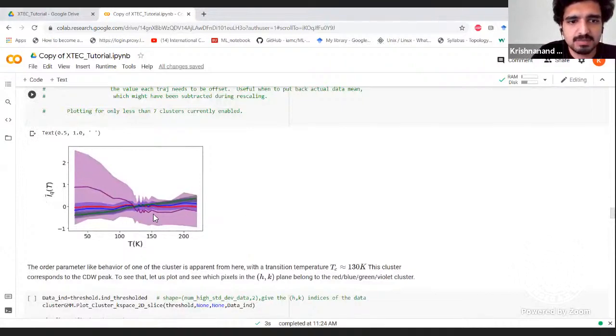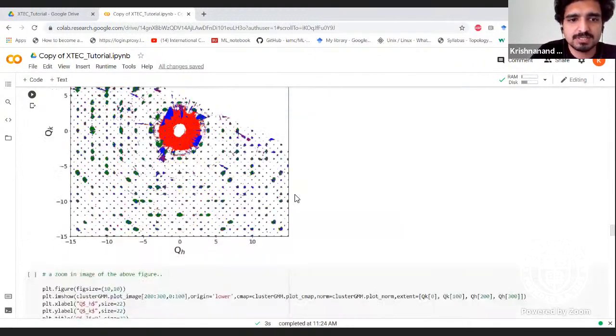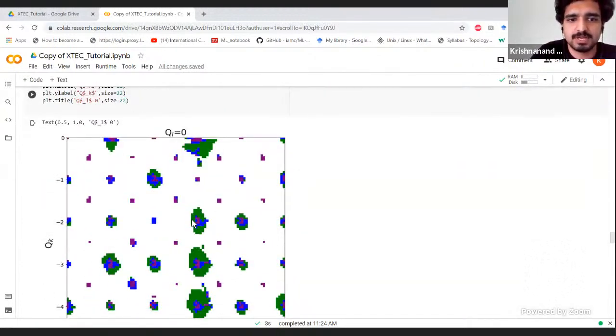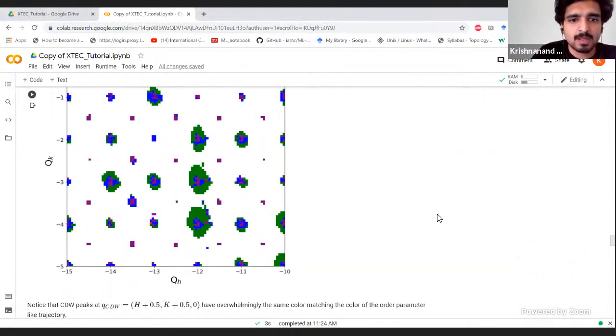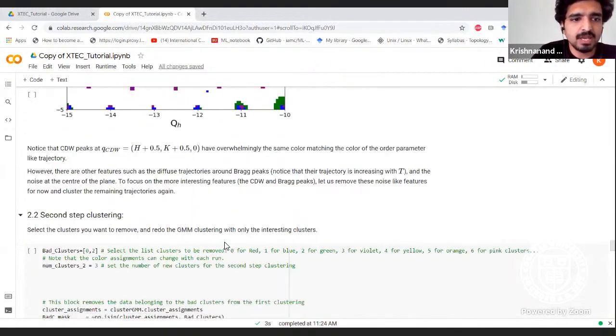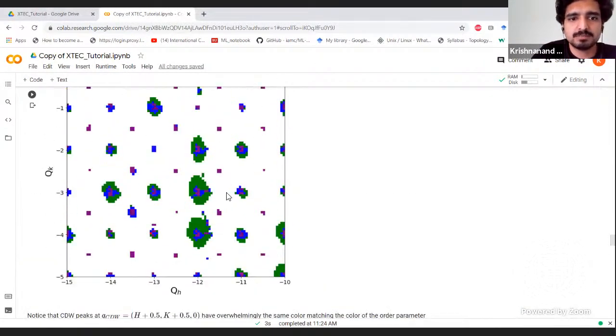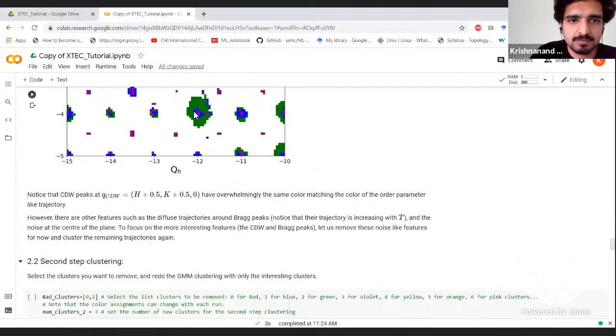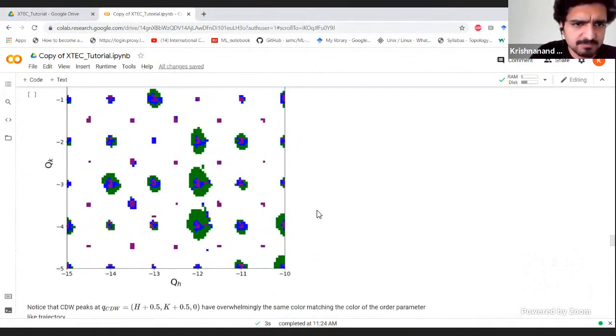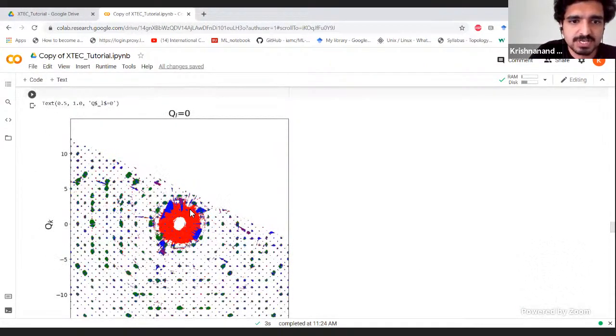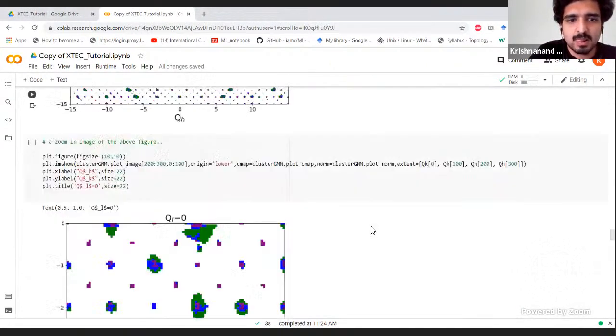Whereas if you look at the green pixel, which has this increasing-in-temperature trajectory, that's the diffuse scattering around the Bragg peaks. And we can do better by removing these features that we don't want to look at for now and focusing on the features that we want to look at. So let's remove the green and the blue trajectories. Let's see, green and the red trajectories, because the red trajectory is kind of nice at the center.